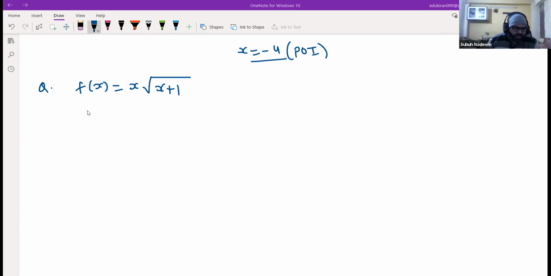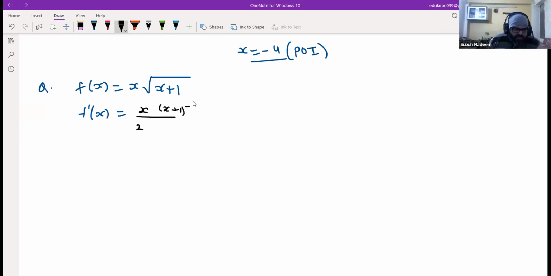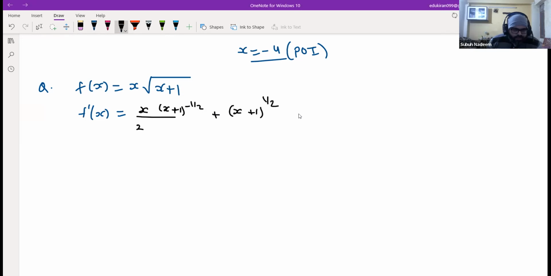Sorry, Sathya. What is the first derivative? I got x into half into x plus 1 raised to minus 1/2, plus x plus 1 raised to 1/2. Correct. Then how do we get the double derivative of this?